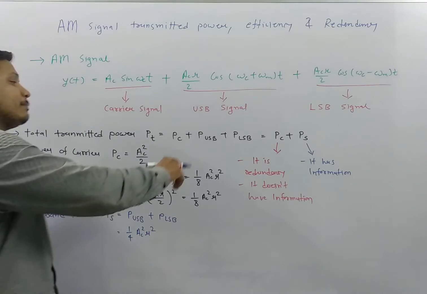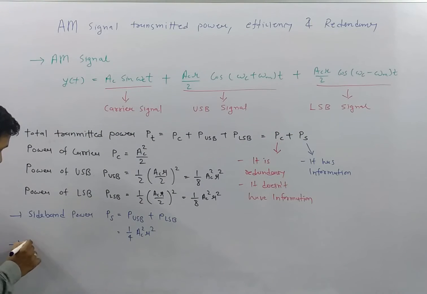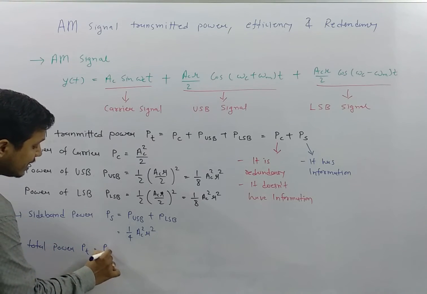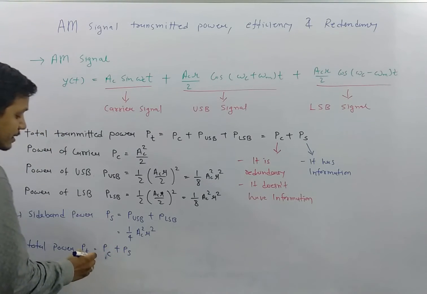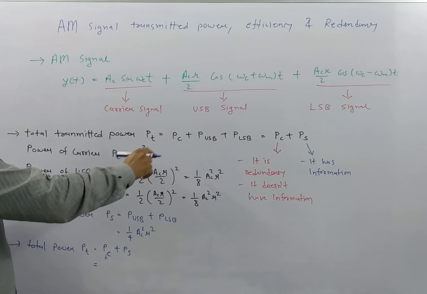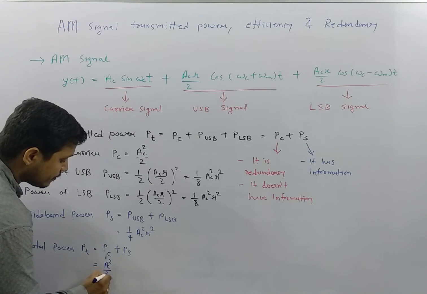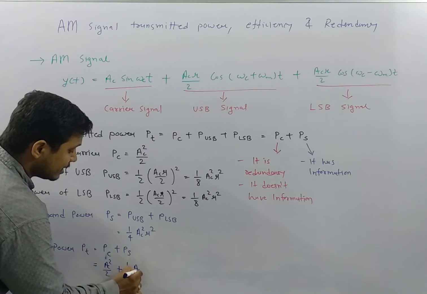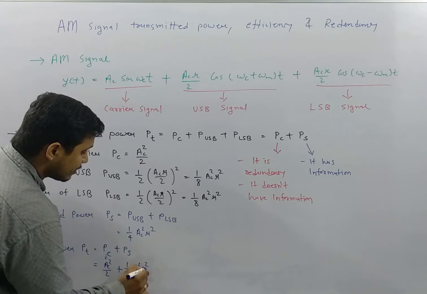So total power PT, that is PC plus PS. PC is AC square by 2 and PS is 1 by 4 AC square into mu square.